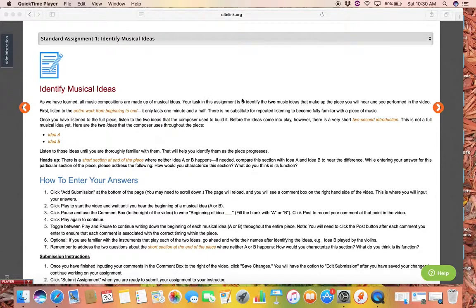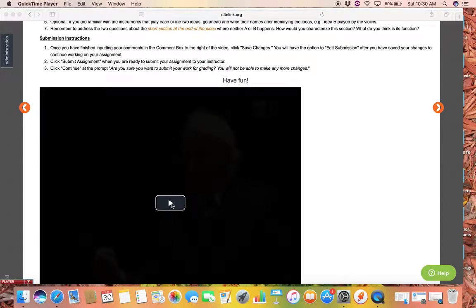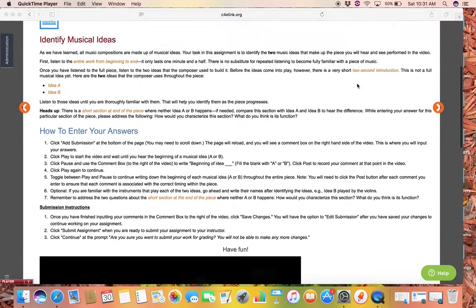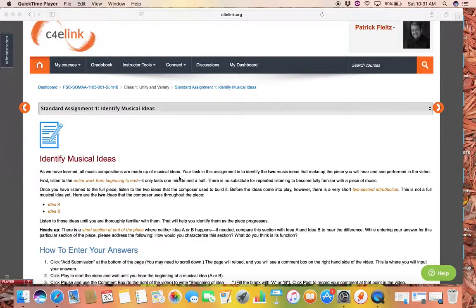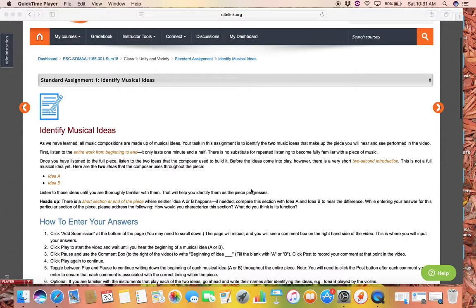is read this. As we have learned, all music compositions are made up of musical ideas. Your task in this assignment is to identify the two music ideas that make up the piece. So there are two music ideas that make up the entire minute-and-a-half long piece. First, you're going to go down over here and listen to the piece of music from beginning to end. And maybe once or twice you'll listen to it.